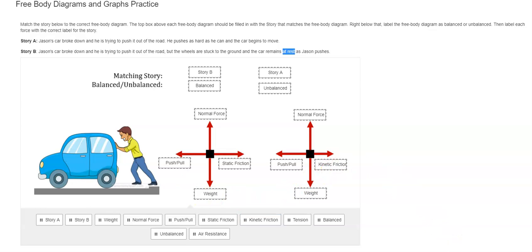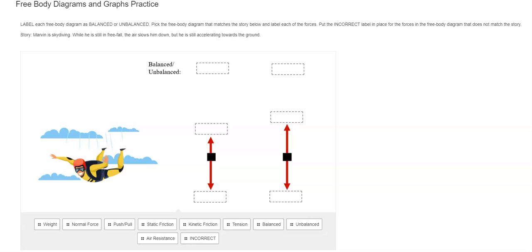There's another kind of problem, let me just pick one, that might look like this. I'm not going to go through this whole problem, I just want to explain one of the twists. This says label each free body diagram as balanced or unbalanced. Then pick the free body diagram that matches the story and label each of the forces. Put the incorrect label in place for the forces in the free body diagram that does not match the story. So the first thing is doing our balanced and unbalanced. You should be very good at this by now. This one's balanced and this one's unbalanced.